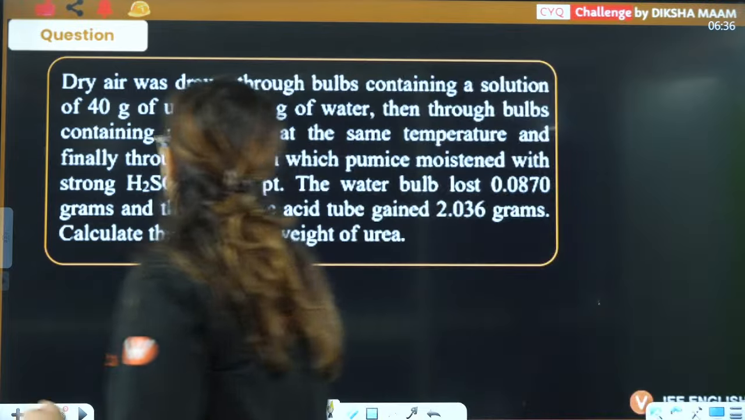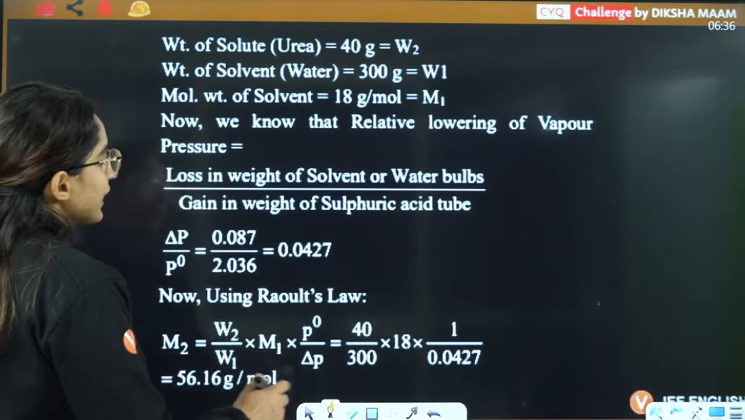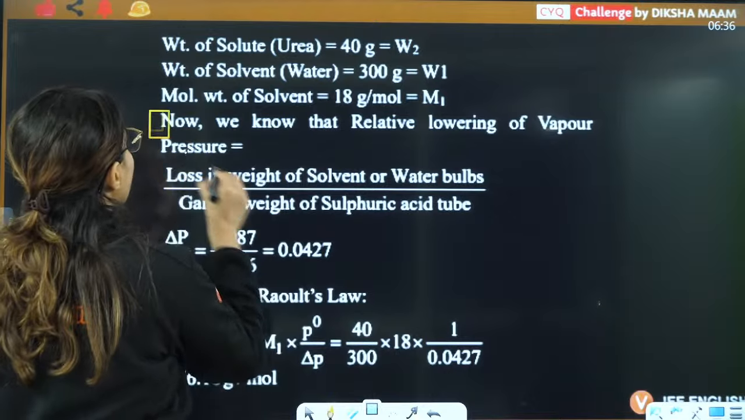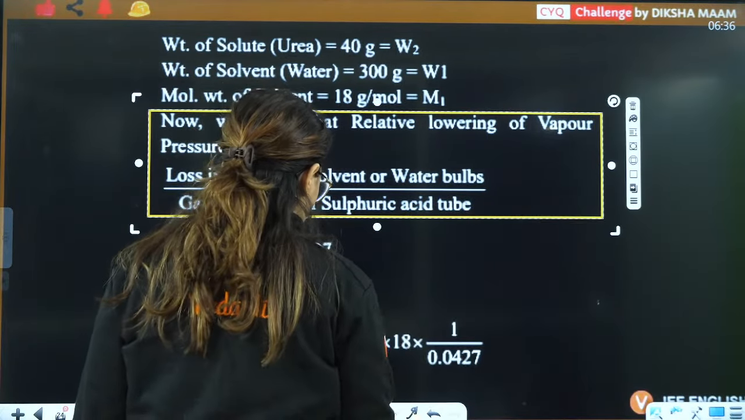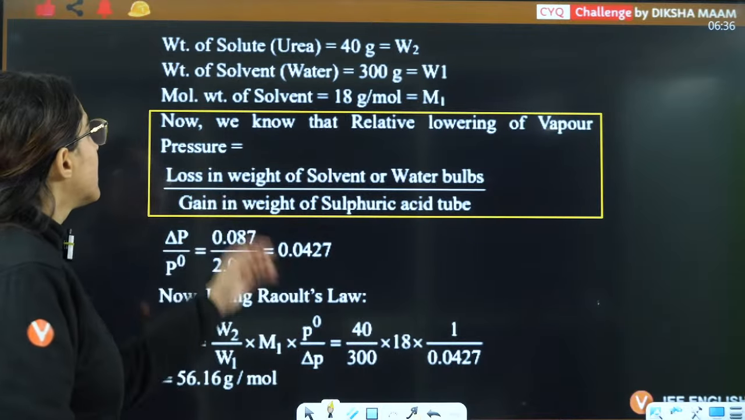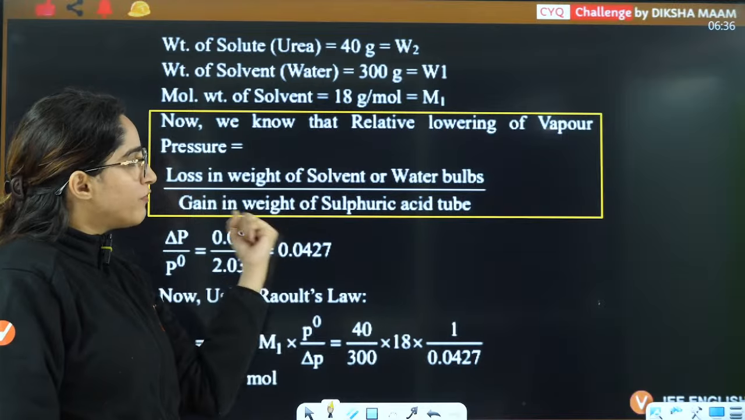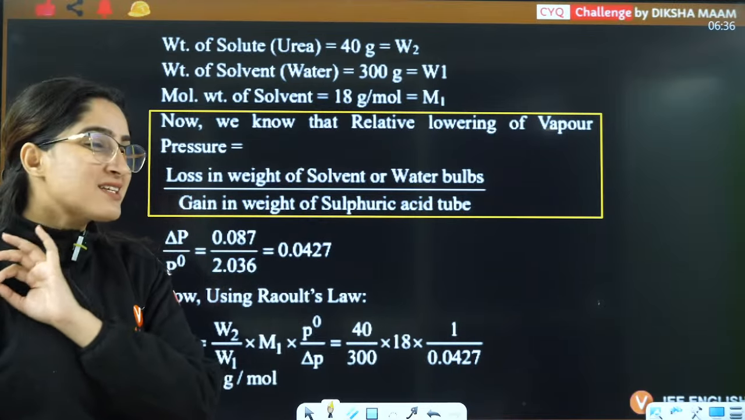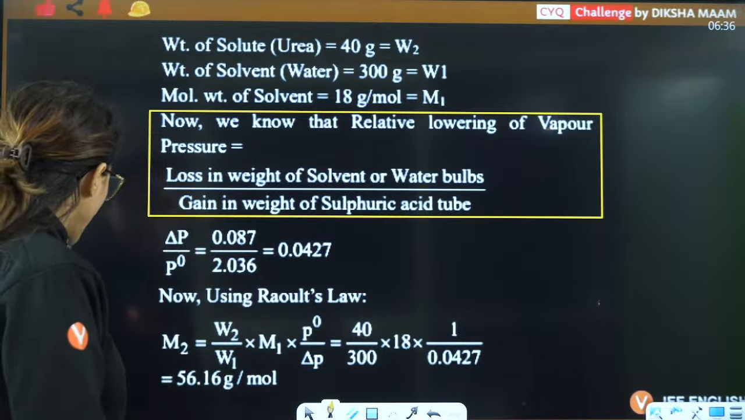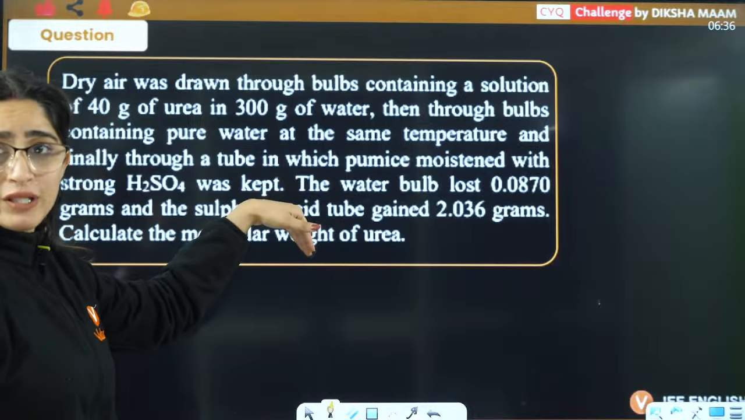So this formula is the experimental formula. Let me explain that. Relative lowering in vapor pressure is equal to, this is based on the experiment, the loss in weight of solvent or water bulbs upon the gain in weight of sulfuric acid. Just remember this formula as it is, right? So all these things will be given to you in the question.